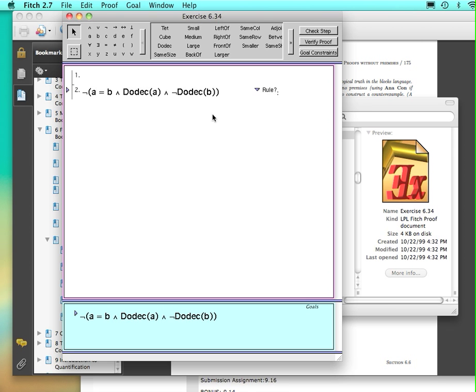Because if you remember how the rules work, particularly the rule for negation introduction, you'll see that if the sentence you're trying to get is a negation, the first thing you do is set up a subproof where you assume the opposite of what you're trying to get. So the goal here is the negation of A is identical with B, A is a dodec, and B is not a dodec. And we try and end that with a contradiction.